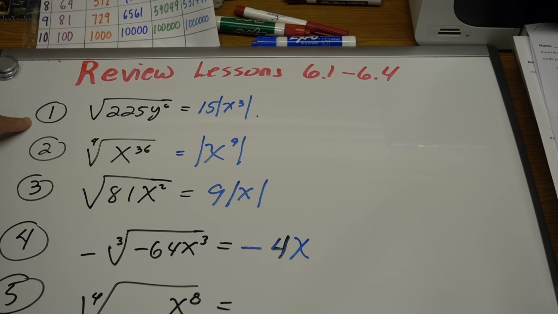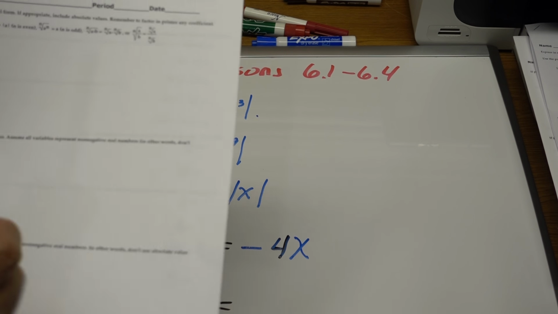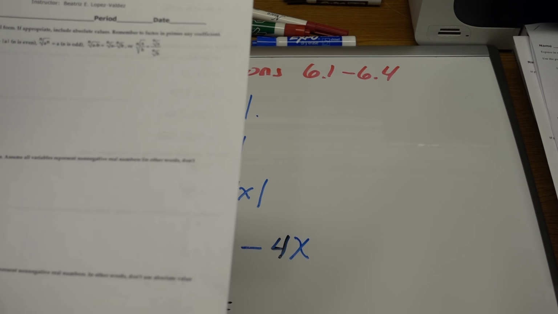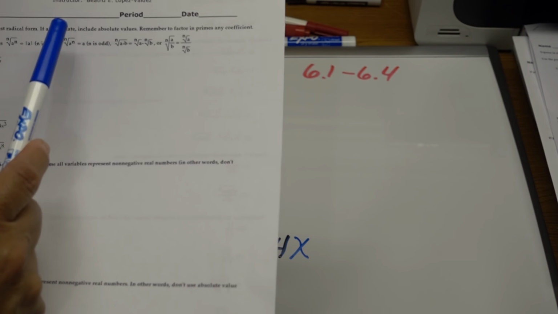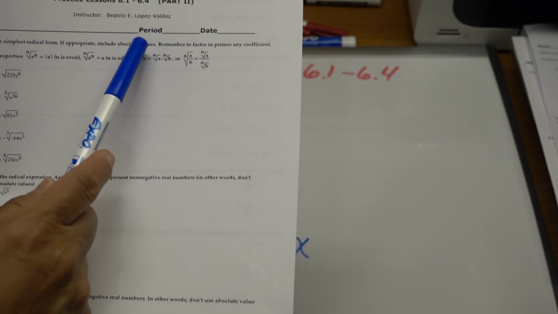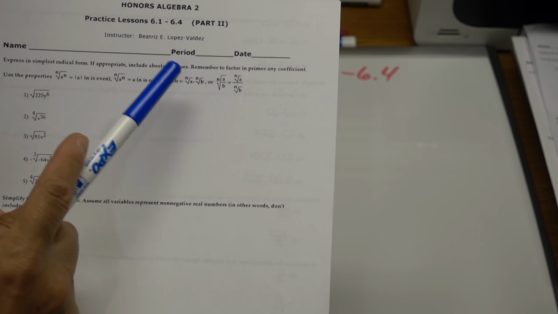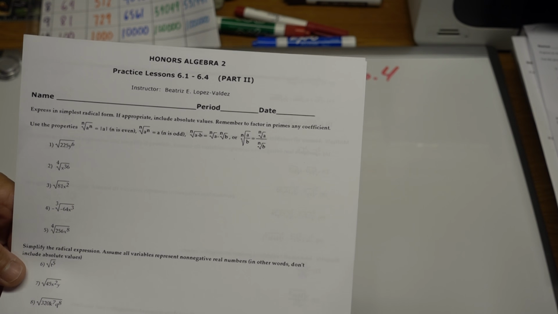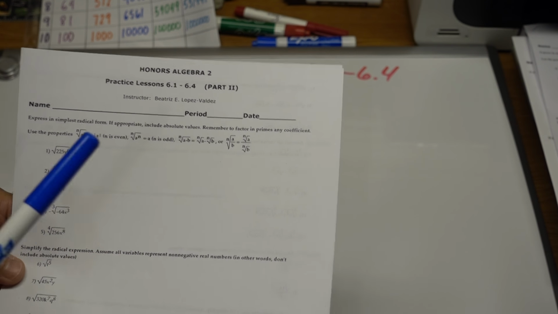Problems 1 through 5 are problems where, at the beginning of the exercises, they're telling us that we need to express this in simplest radical form, and if it is appropriate, include absolute values. The reason why is because we don't know if these variables are positive or negative, so we're going to use absolute values if it is necessary.